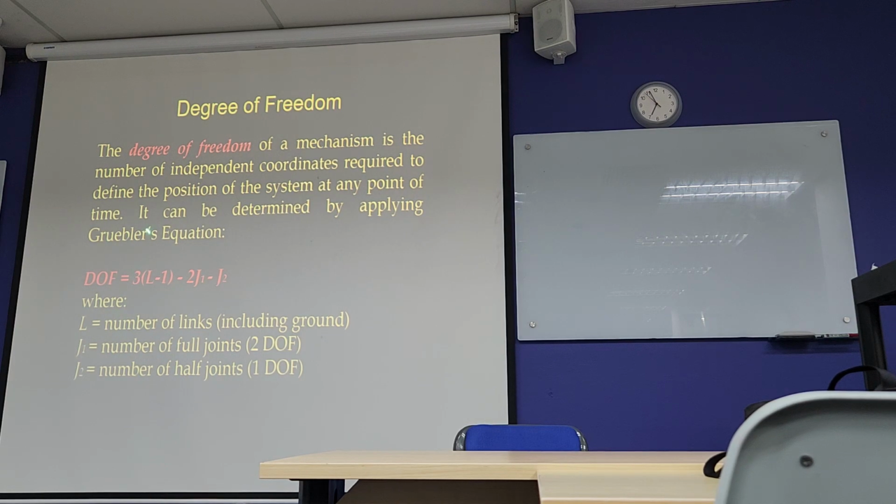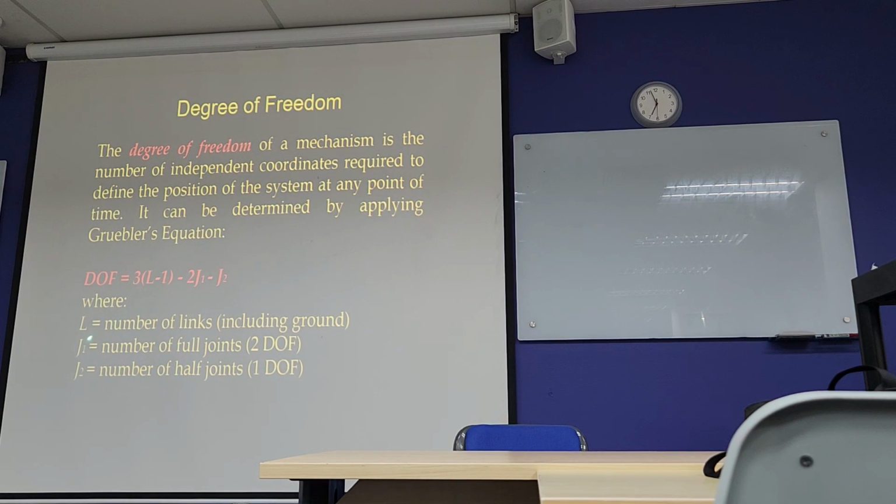So we can have an equation known as the Gruebler equation, which tells you that for any mechanism, the degree of freedom is 3 times (L minus 1) minus 2J1 minus J2. This equation you will not be using in the exams, but just to begin with, it helps to understand the concept of degree of freedom.